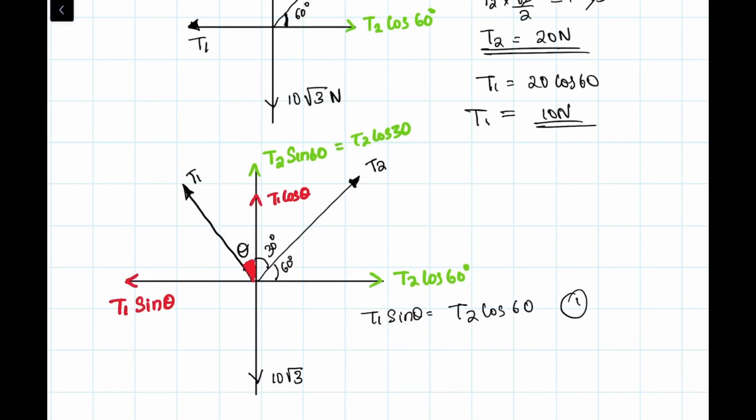What is the second equation? Components which are going up. Which are they? T1 cos theta plus T2 cos 30 or T2 sin 60, whichever you want, you can take that. T2 sin 60 I'm taking for the time being, equal to 10 root 3 is the second equation. Understood? So that's how we do this.